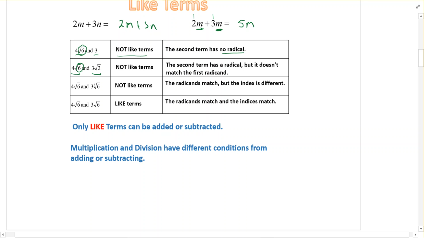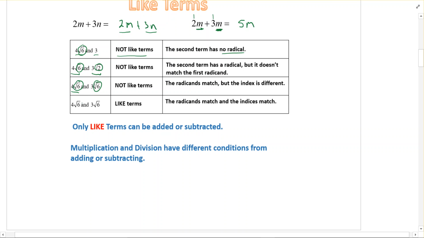This is similar to up here where you had 2 times m and plus 3 times n. Those two are different things, right? So they're not like. If you had 4 square root 6 times 3 cube root 6, they're still not alike. This is different than this. They are not like terms.